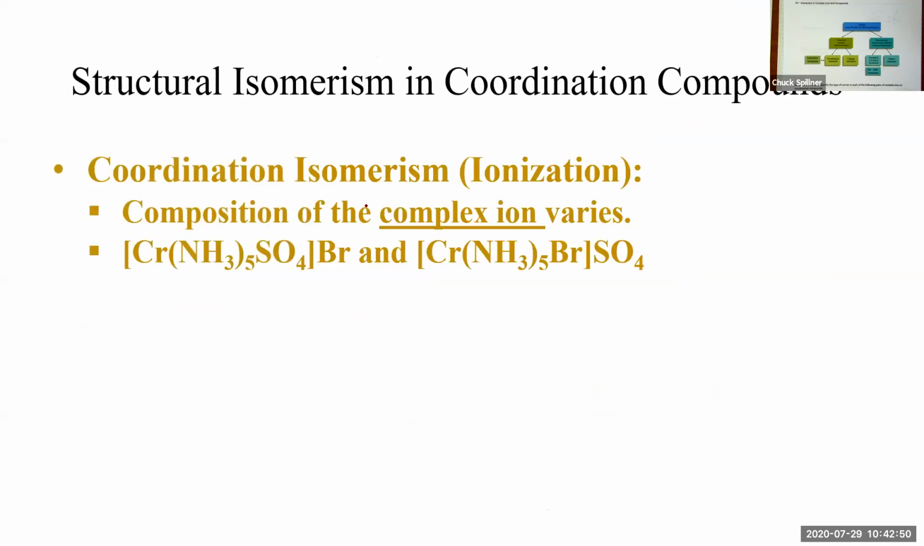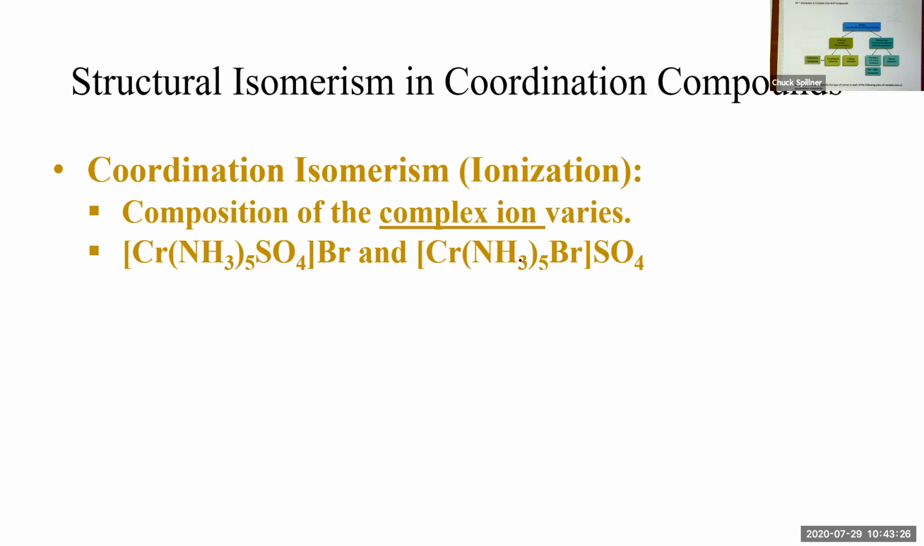So we said coordination isomerism is also called ionization isomerism. And that's where you look at the structure of the complex ion. Here's two complex ions that are coordination isomers. So we have chromium with 5 amines and 1 sulfate, and then the counterion is bromide. Well, what happens is the bromide is a negative ion, the sulfate's a negative ion. They can switch places. So then you have a chromium with 5 ammonias, and the bromide is a ligand now, and the sulfate's outside the coordination sphere.